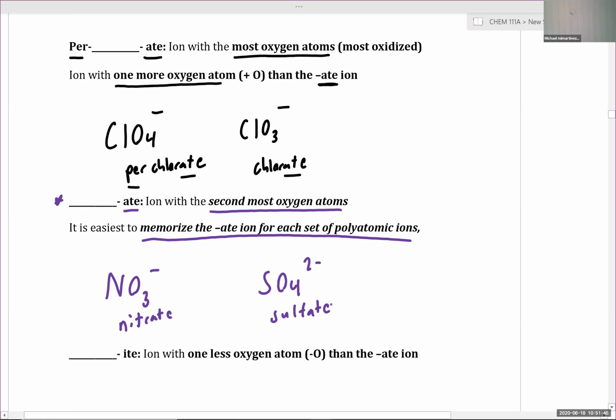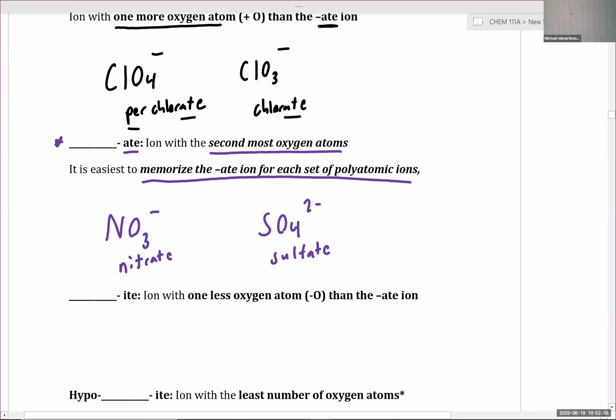Notice, and this is really important, not all -ate ions have the same number of oxygen atoms, nor the same charge. So I don't want you to get the idea that, for example, -ate always means 4, because it's different for different polyatomic ions. But if you memorize the -ate ion, such as nitrate, sulfate, you can modify the prefix and suffix for your -ate ion if the formula of your polyatomic ion is different.